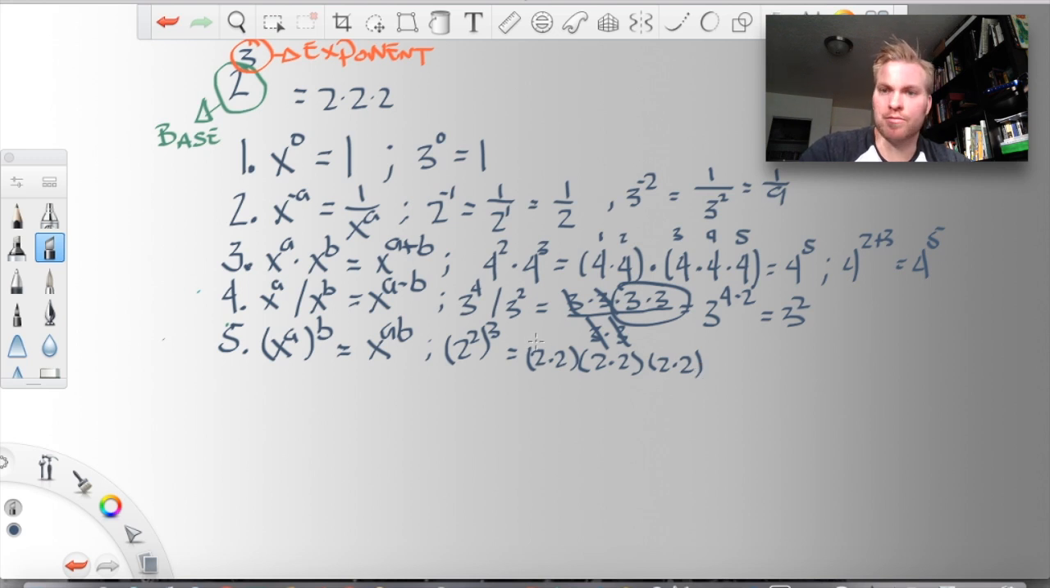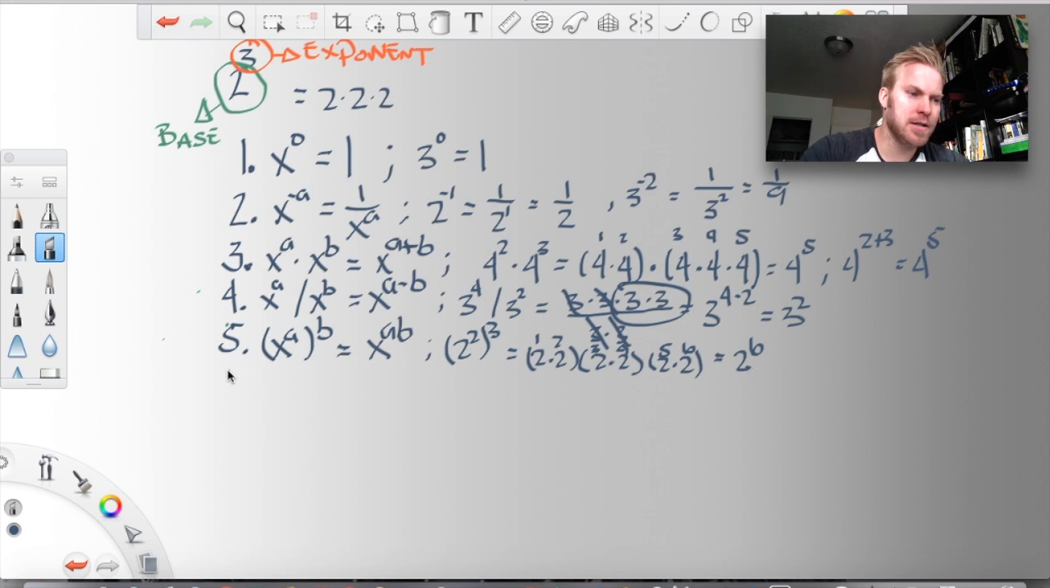And I can count really quickly here as well. I've got 1, 2, 3, 4, 5, and 6 of these 2's, which is exactly what we predicted by multiplying those exponents together. And so I know that 2 squared cubed is really going to be 2 to the 6th power. Okay, hopefully that makes sense to you guys.